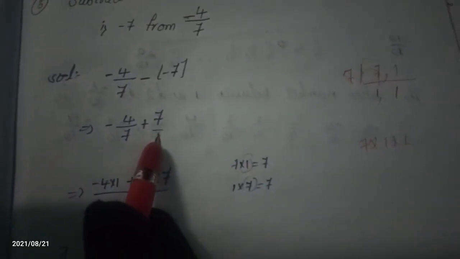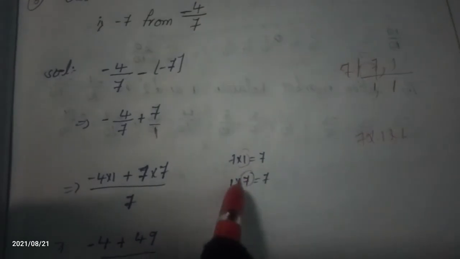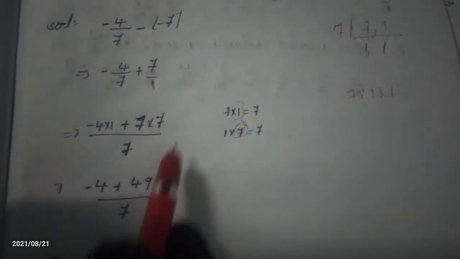When we get 7 in 1's table, 1 sevens are 7. That number we have to multiply with the numerator: 7 sevens are 49. Minus 4 ones are minus 4, plus 7 sevens are 49. When we subtract both numbers, here plus is there and minus is there. Plus into minus is minus, so we do the minus here. 49 minus 4, what will it become? 45 divided by 7.